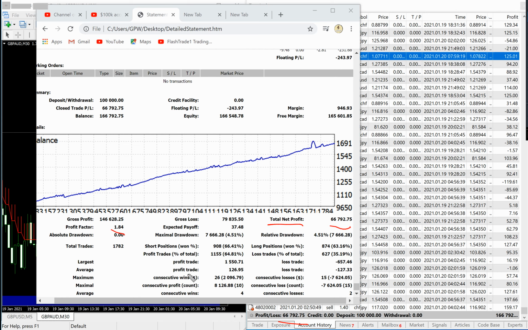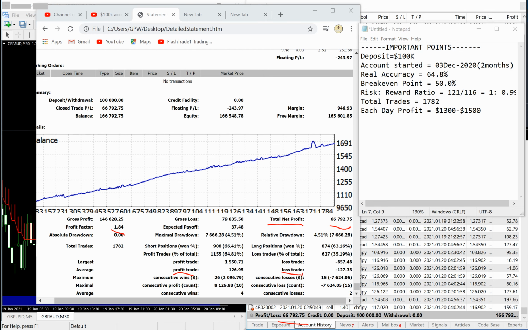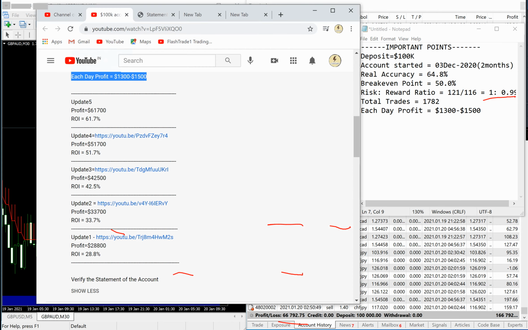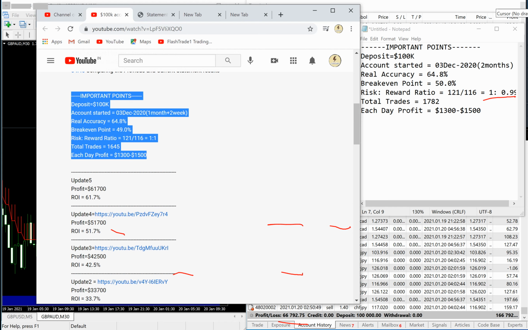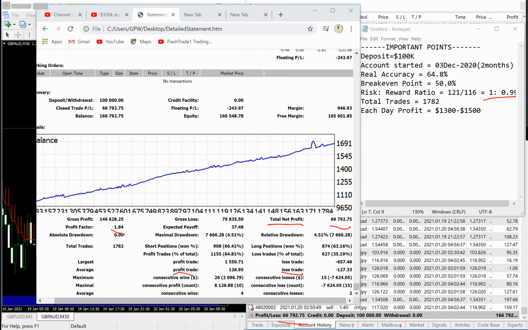With the average profit trade and average loss trade, one can find the risk reward of this account. The risk and reward of this account is 1:0.99, which has been decreased. As you can see, in the previous update the risk reward was 1:1. Also, with the average profit and average loss trade, you can find the break-even point of this account, which is 50.0. The real accuracy of this account is 64.8.